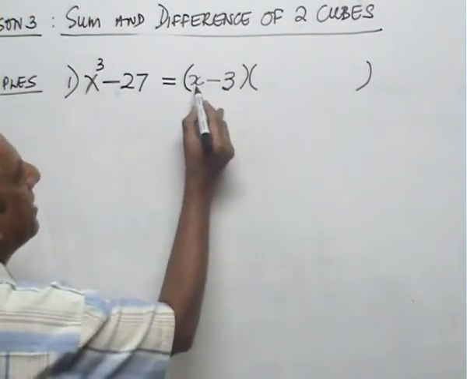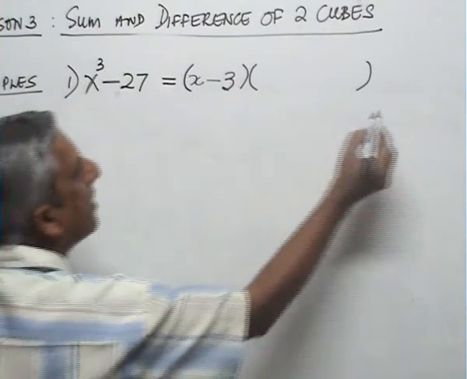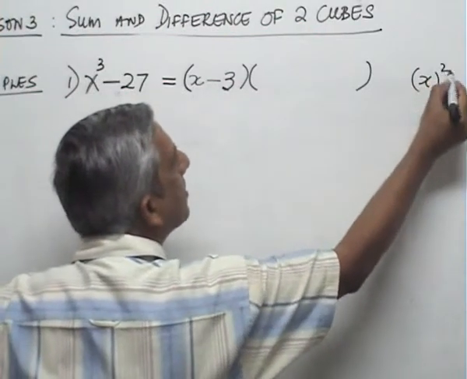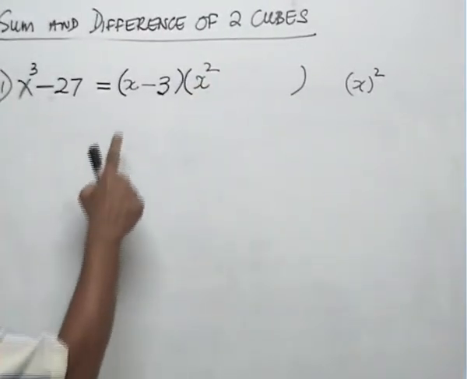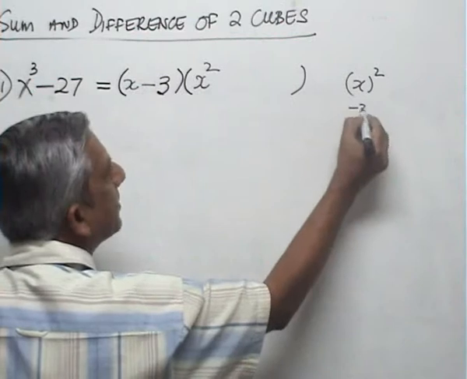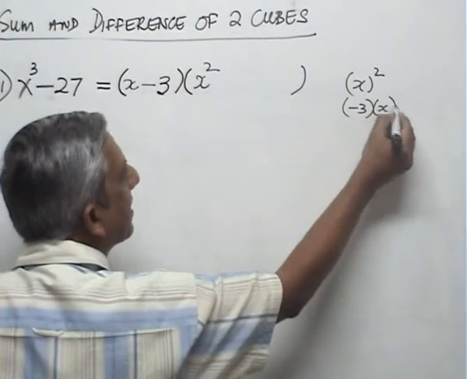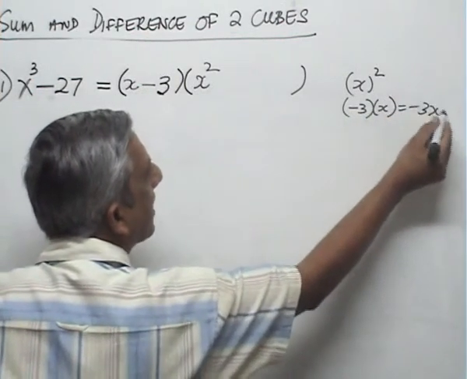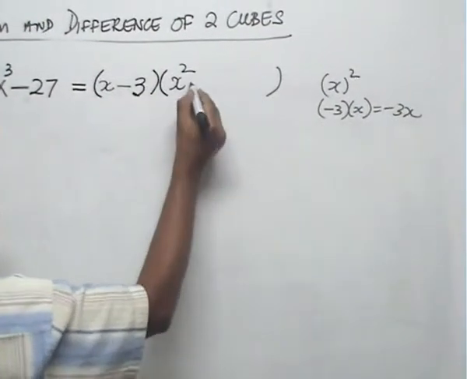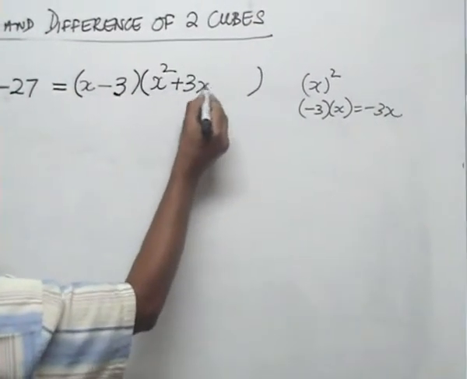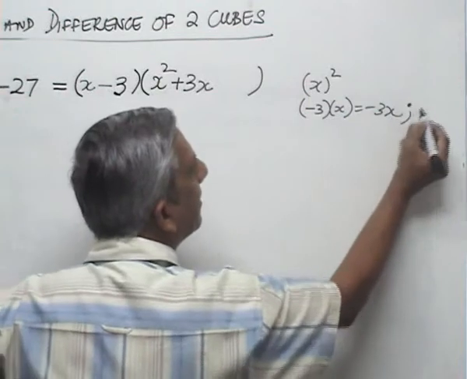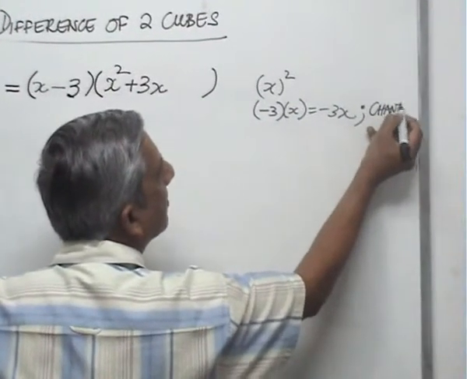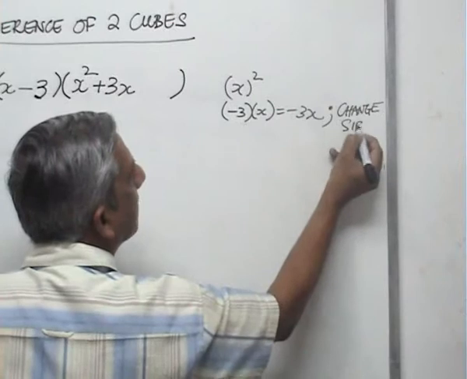Step 1, take this x and square it. In other words, you're taking the x and you're squaring it. So you'll get x squared. Then multiply these 2. Minus 3 times x. You get minus 3x. But write it here with the opposite sign. So you'll write plus 3x. You write it with the opposite sign. So I'm going to write over here, change sign.